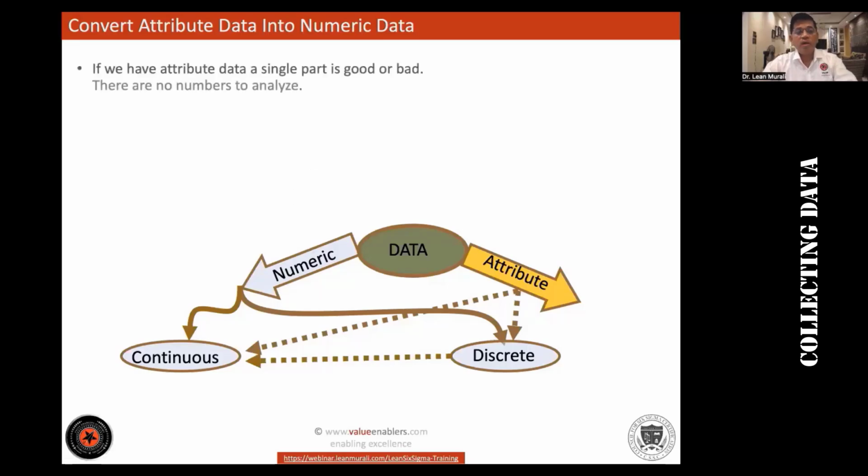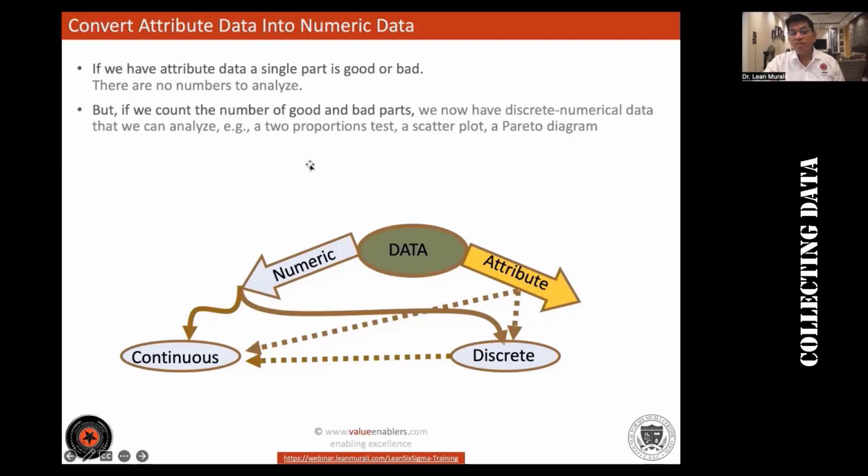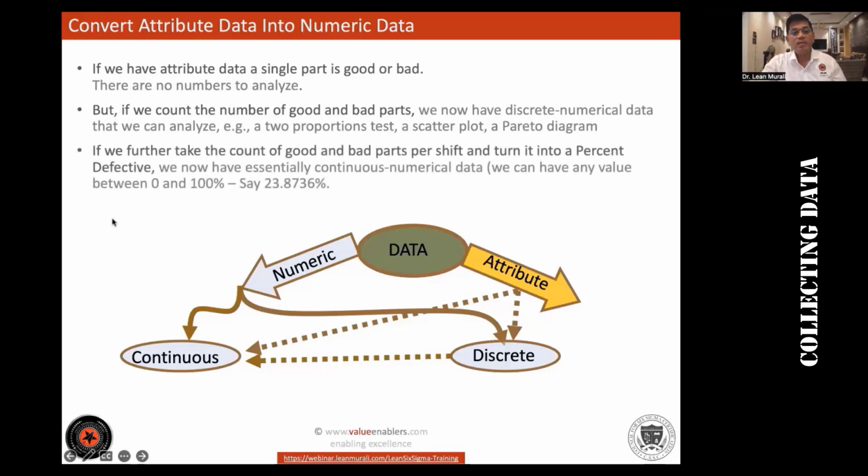So if you have attribute data, a single part, good or bad, there are no numbers to analyze. But if we count the number of good parts and bad parts, now we have discrete numeric data. Then we can analyze it with a 2 proportion test, scatter plot, Pareto, which we are going to talk about later. If you further take the count of good and bad parts per shift and turn it into percentage defectives, it is continuous numerical data. Whatever I've given here, some people may not be able to understand, and that's why I gave a very simple example of my own training scores, making the attribute data into discrete data, count data, and count into continuous data, okay?